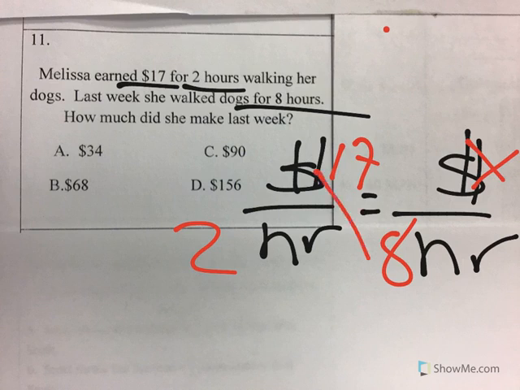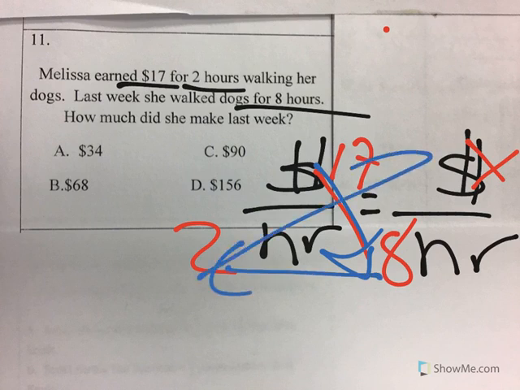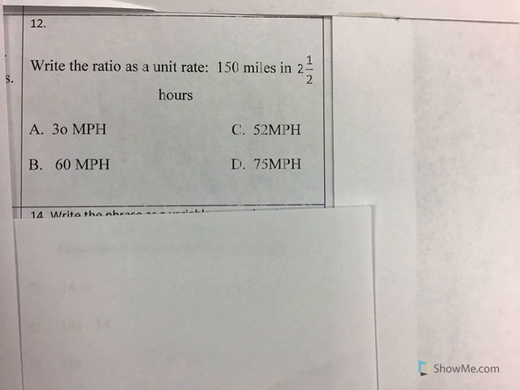So I'm going to cross multiply. I'm going to say 17 times 8, which is 136. 136 divided by 2 is 68. Your answer should be $68.